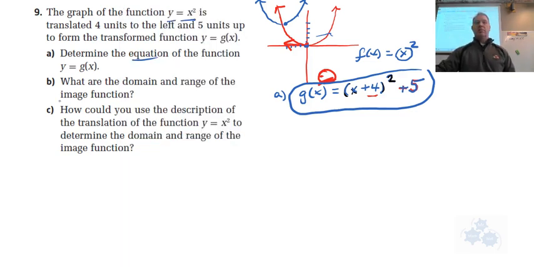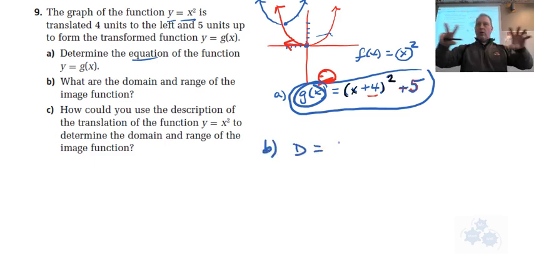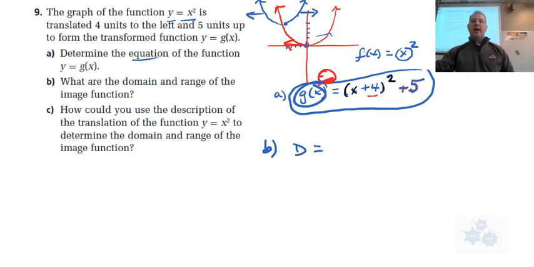Now, you said you had problems with B, right? So what are the domain and range of the image function? So this new function is the image function. The image function is g of x. So what's the domain and range? Well, for any parabola, the domain is all values of x. It's always, for any parabola. Now why is that? Because it goes forever left and forever right.